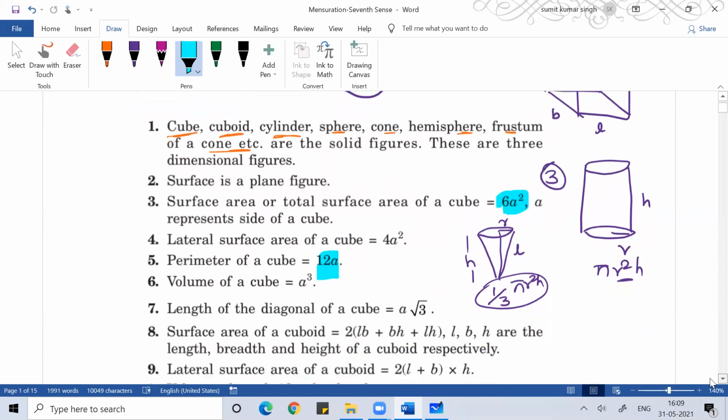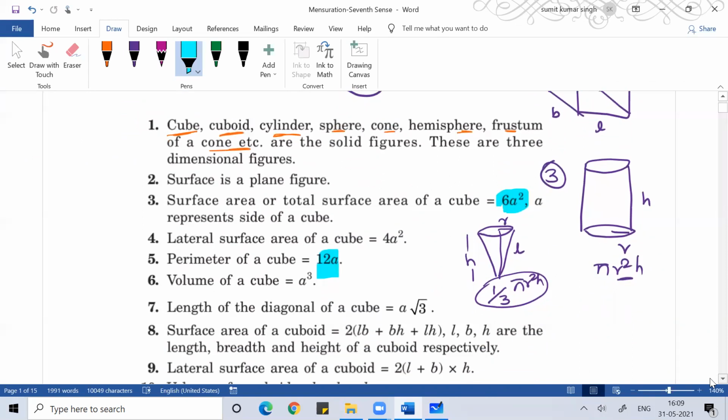Volume of cube is a cube. And the volume of cuboid is length into breadth into height. So if they are equal, then it becomes l into l into l, which is l cube. Length of a diagonal of cube is root 3 a.